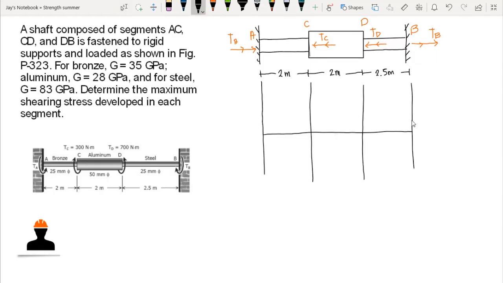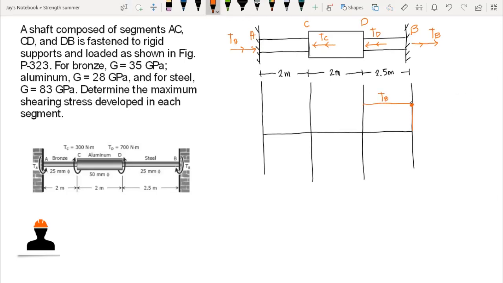So our goal here again is to compute the internal torque in each segment of our shaft. Let's start with the right side. We have the twisting moment TB, and we know that it is pointing to the right. So we have to plot our TB in the diagram above. All the twisting moment within B to D is equal to TB. So we have TB there.